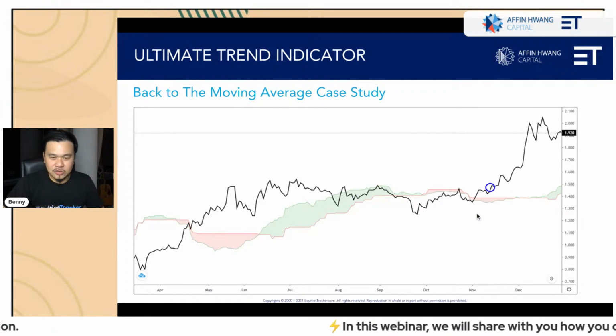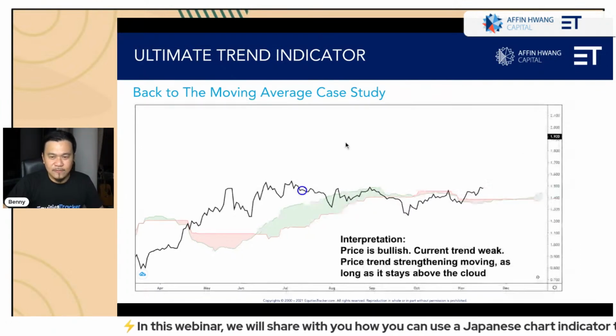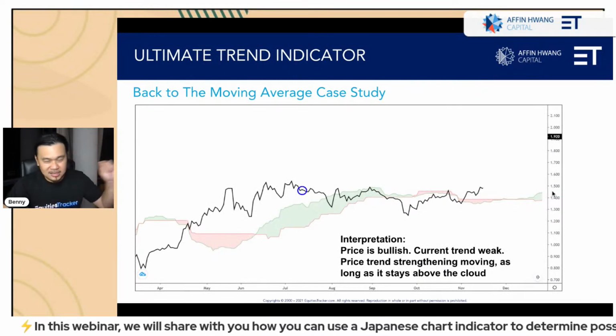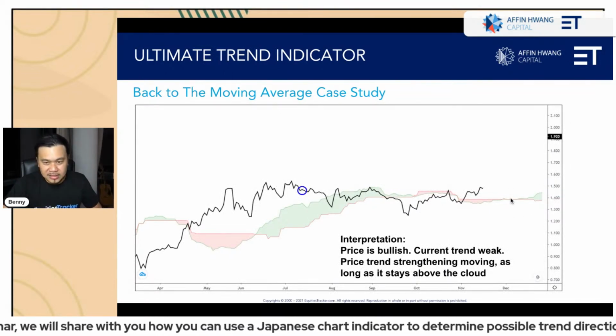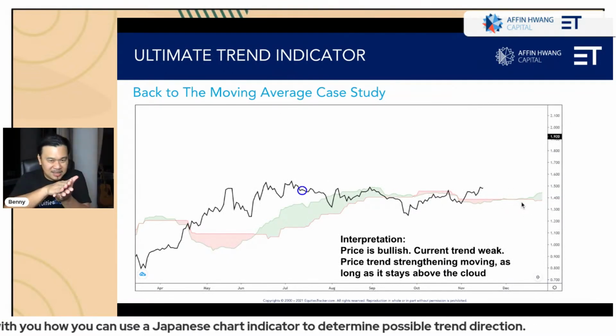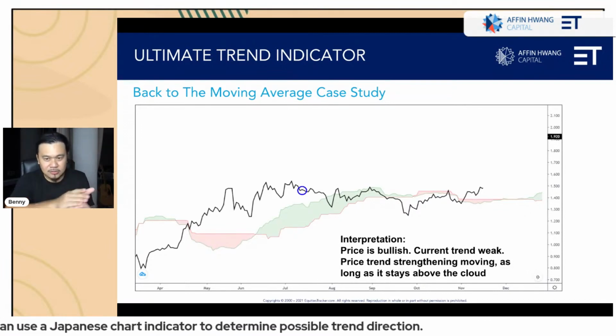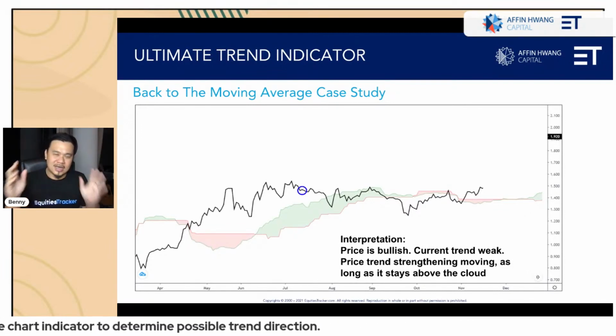All right. So here it stays above the cloud, and you are able to ride on the trend because it already gives you an indication here. This is the forecasting part. It already tells you that the trend is getting stronger towards the future. So either you want to take action or not, it's up to you.